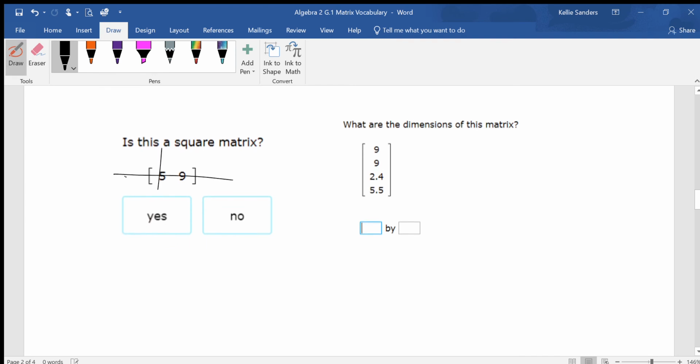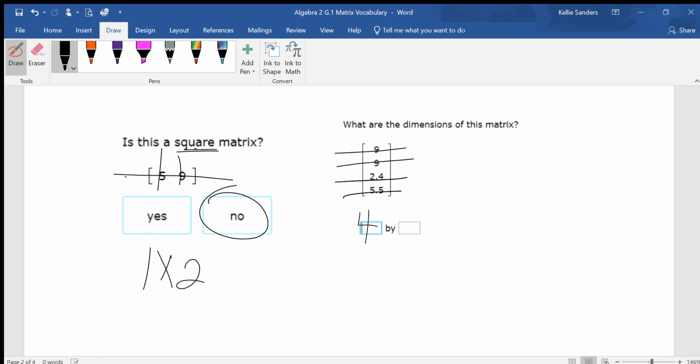This is a 1 by 2, which means it is not square because they're not the same number. What are the dimensions? 1, 2, 3. This is a 4 by 1.